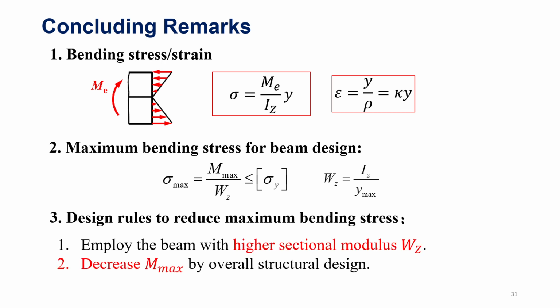The third point is the design rules to reduce the maximum bending stress. There are two rules. The first is to use a higher sectional modulus Wz, and another approach is to decrease the maximum bending moment by the overall structural design.